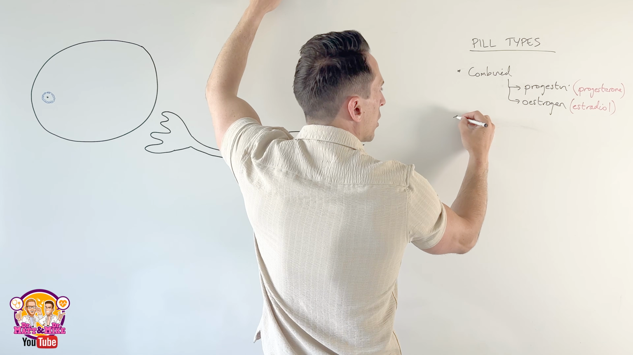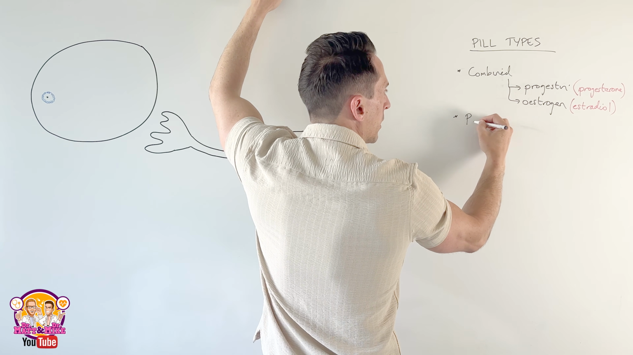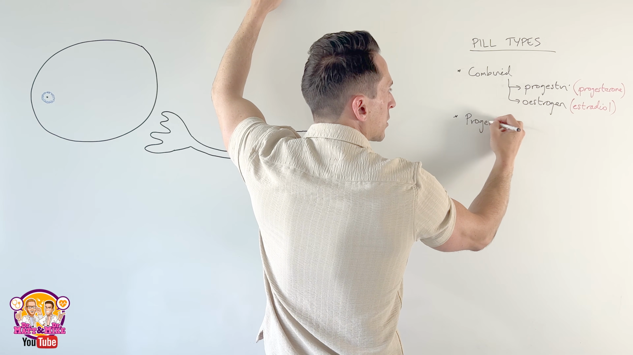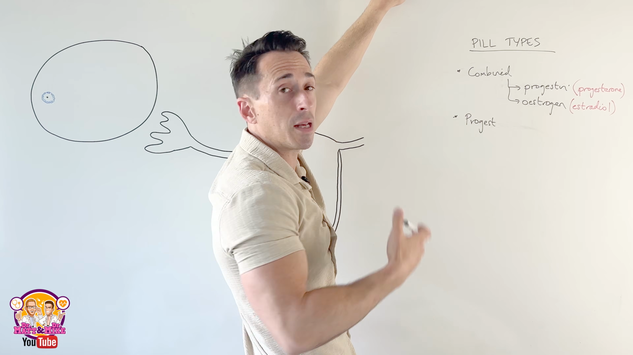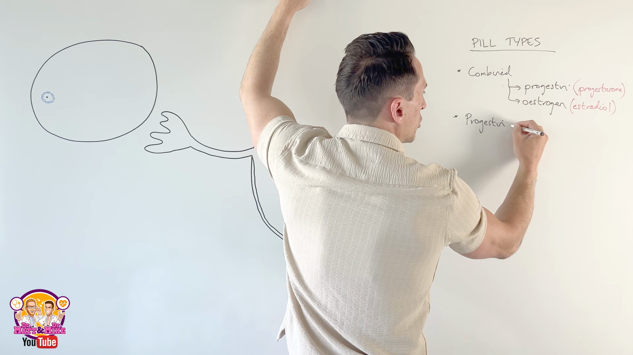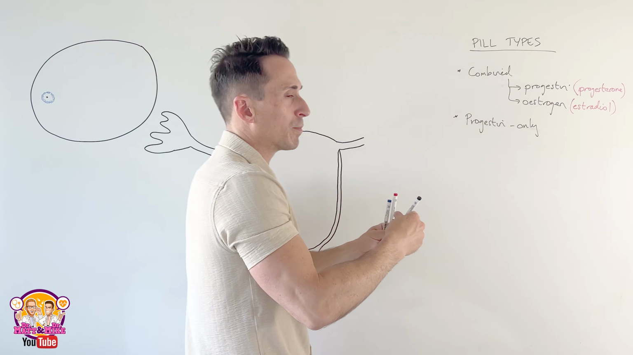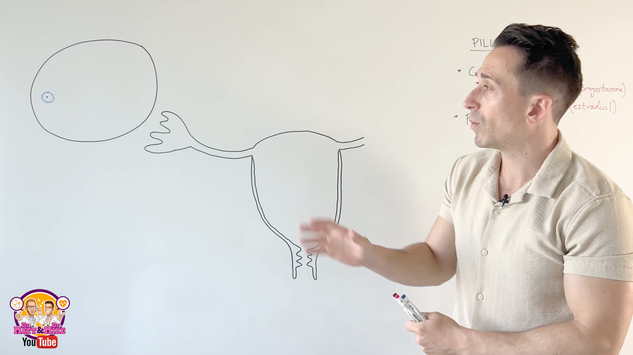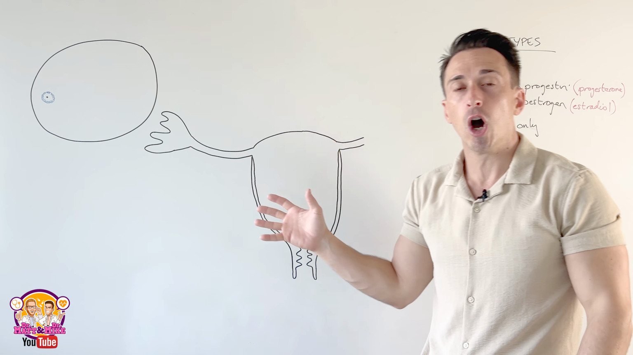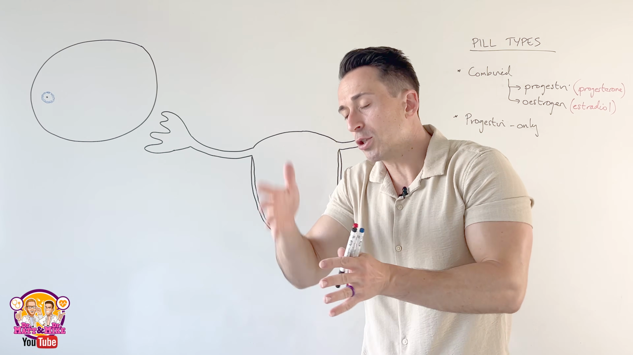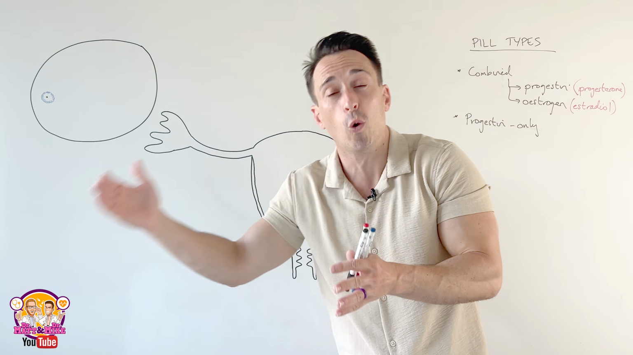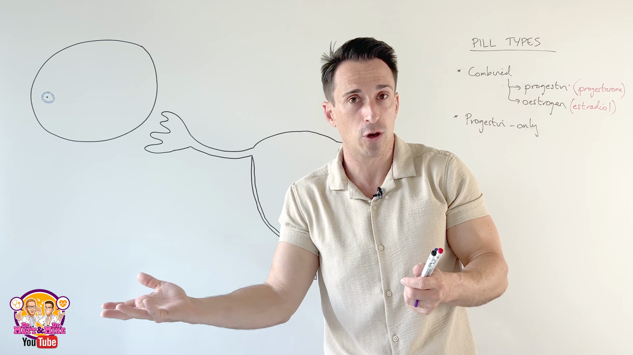The other pill type is progestin only. So it's just, for sake of simplicity, progesterone. Progestin only. So let's park that. We know there's two major pill types now. To understand how they work, we need to understand the physiology of all these steps that need to occur in the right order for pregnancy to occur, right?